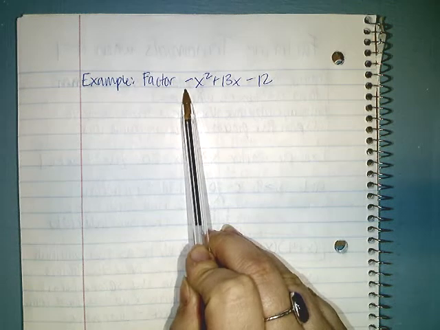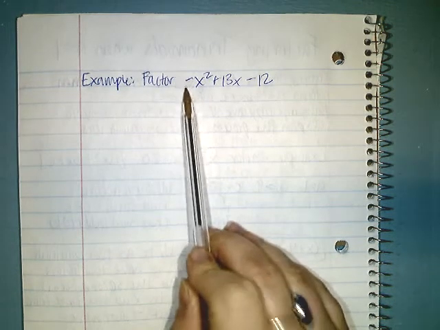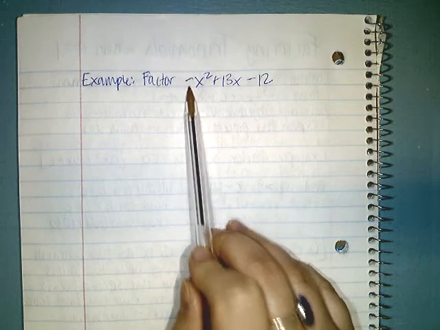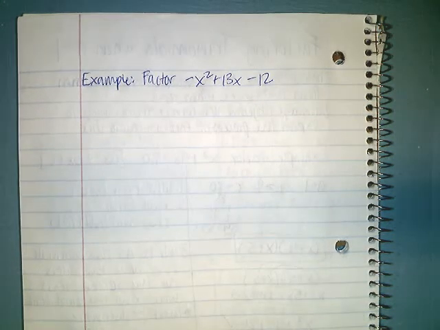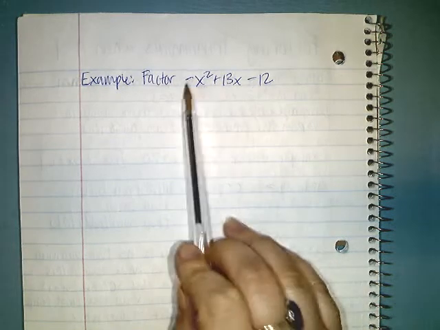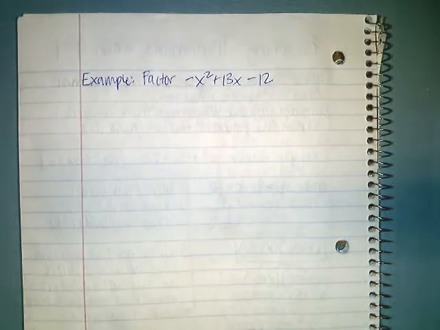The method that we just practiced doesn't work when a is not equal to 1. So what I need to do to make this work is factor out the number in front. And this will only work if every term in here is divisible by the number in front.